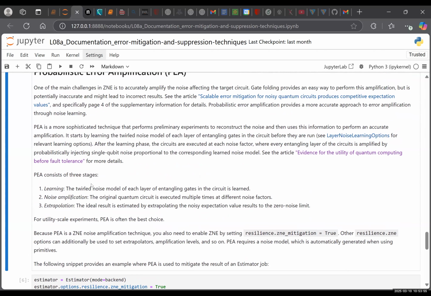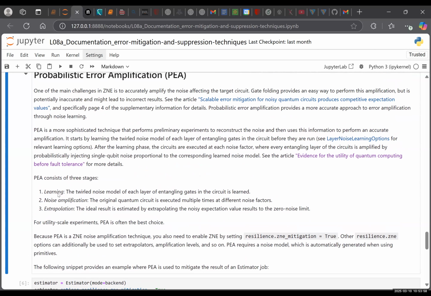Yeah, so PEA, probabilistic error amplification: you would have learning. You learn the Pauli noise model. So you apply the twirling that we talked about, and then you learn that twirled model. For noise amplification, you strategically twirl gates randomly at different noise factors. The more random gates you throw in, the more error you have. Then you know the strength and you can extrapolate. The idea is to estimate the result by extrapolating the noisy expectation values to zero noise. So this is still a kind of zero-noise extrapolation method.